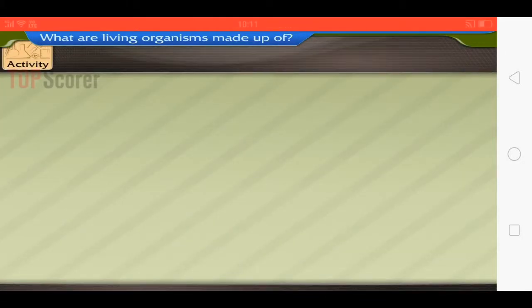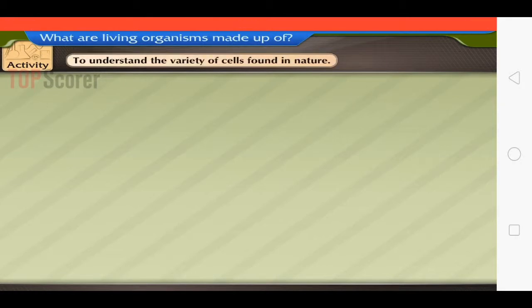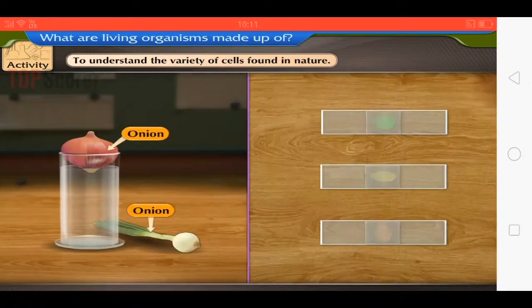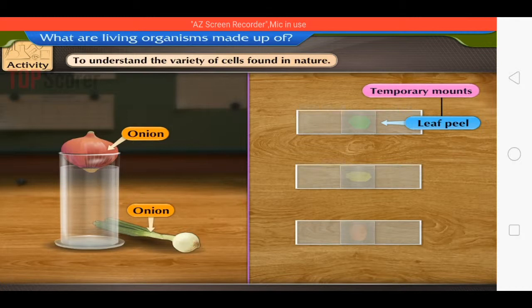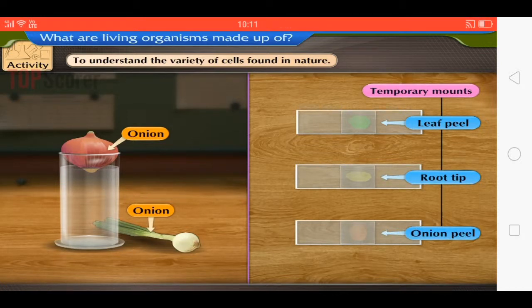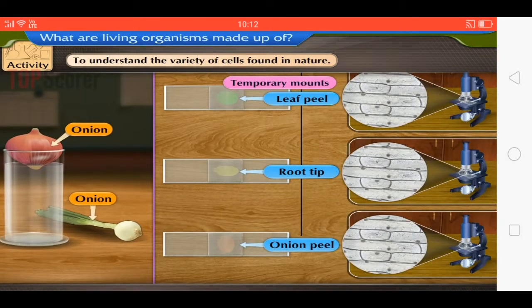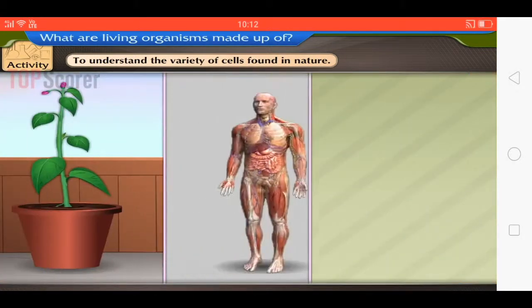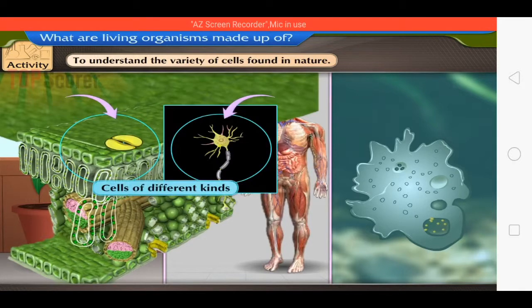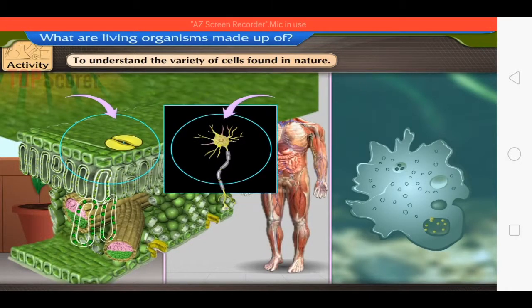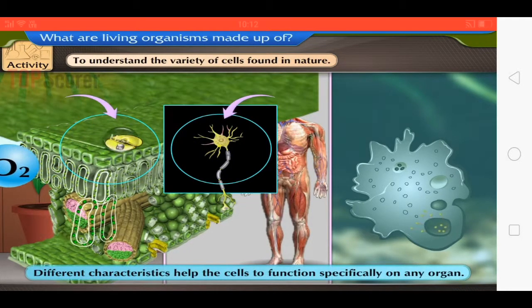Let us perform another activity to understand the variety of cells found in nature. Take different sizes of onions and prepare temporary mounts of leaf peels, root tips or peels of onions. What do you observe? You would observe that the basic structure of all the cells is the same. Whereas some organisms have cells of different kinds. The shape and size of the cells are different. These different characteristics help the cells to function specifically in any organ.